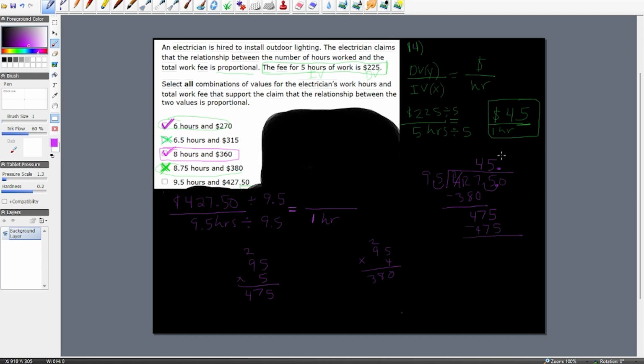And so we have indeed found that this last pair of hours and dollars earned is indeed proportional to the amount they gave us in the beginning. And these three had an equal unit rate, so these three amounts are proportional to the amount they gave us.